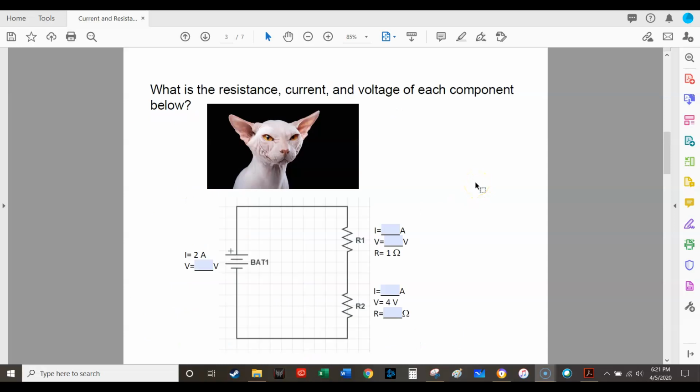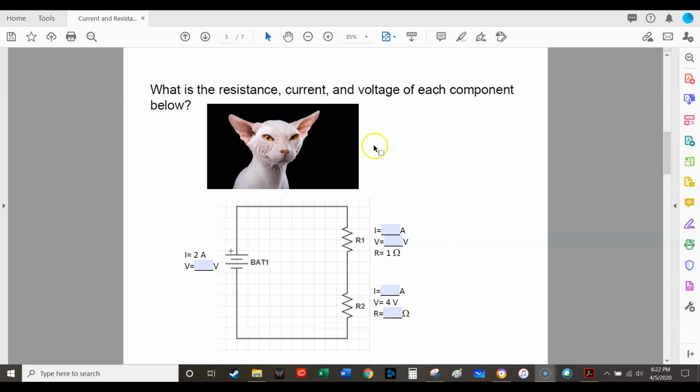We're supposed to find the resistance, current, and voltage of each component below. We have a component R1. We have two resistors that look like they're in series with each other, and we have a battery over here. We know the battery is producing 2 amps. We don't know the voltage here. We know this resistor R1 is a 1 ohm resistor. We don't know the current and voltage. We have a resistor R2. We know it's consuming 4 volts. We don't know the current and resistance.